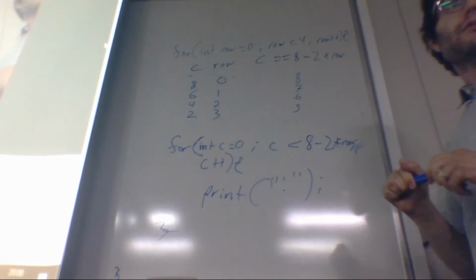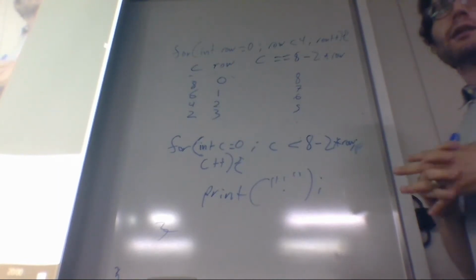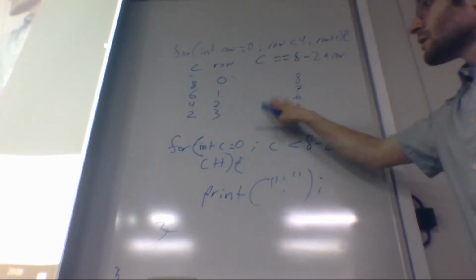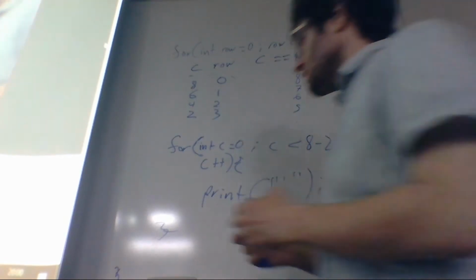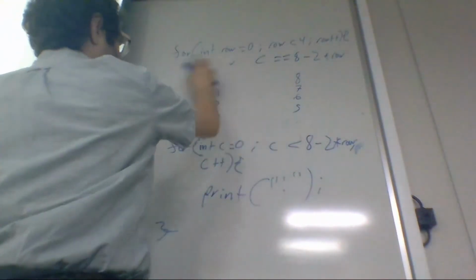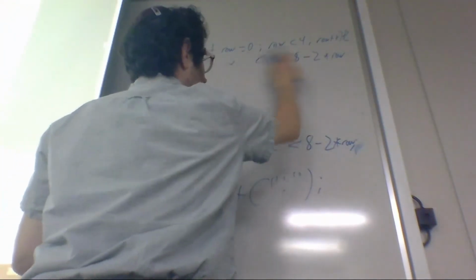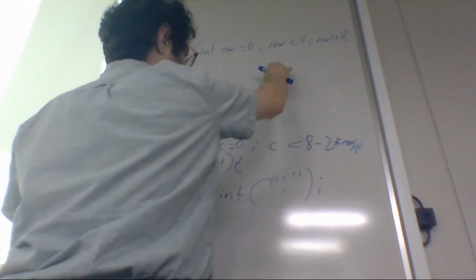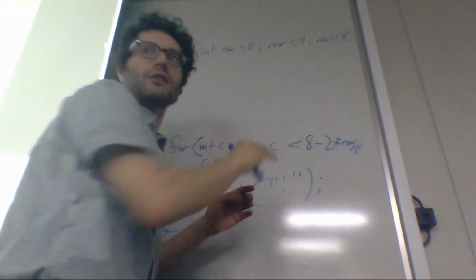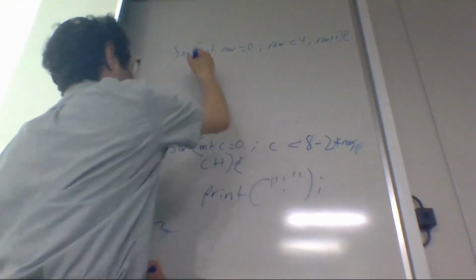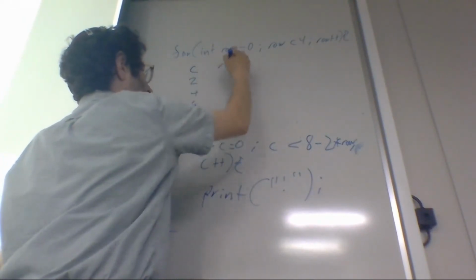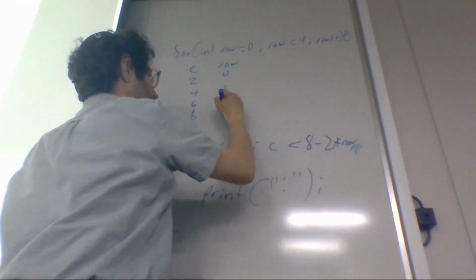So we have that equation there. Now if we wanted to do the other way around for the bottom, same thing for the bottom one. We have 4 rows. We have 2 colons, then 4 colons, then 6 colons, then 8. So c is equal to 2, 4, 6, 8. Row is equal to 0, 1, 2, 3.